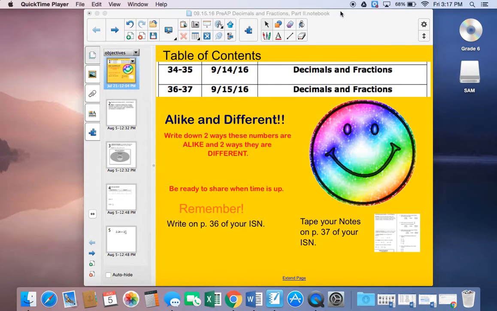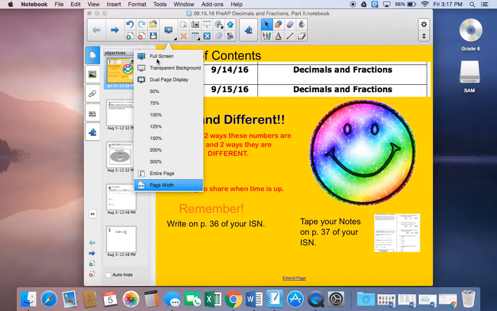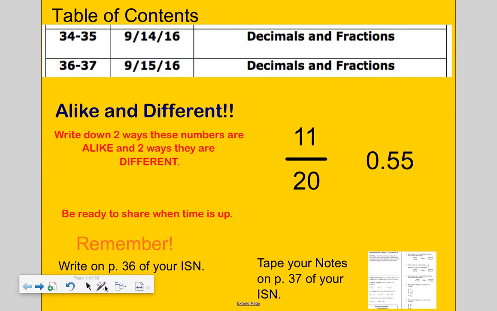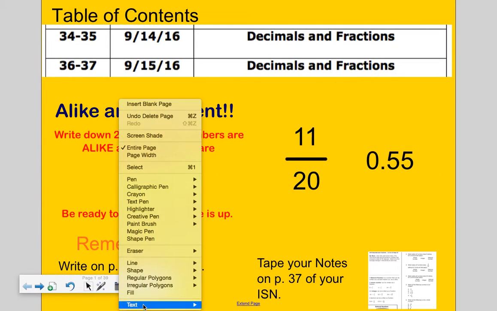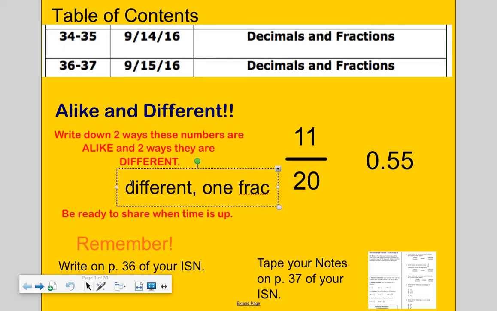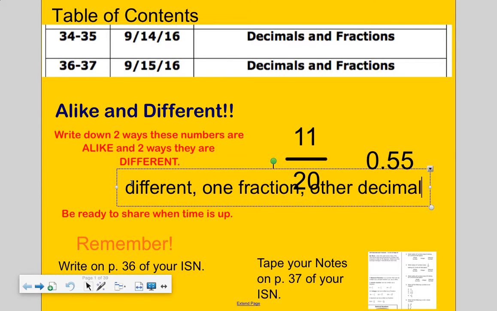This is Decimals and Fractions, part 2. So let's look at our number routine: alike and different. What makes this alike and what makes it different? I see the fraction 11/20 and I see the decimal 0.55. So different? Well, one's a fraction, the other a decimal. That's what makes it different.